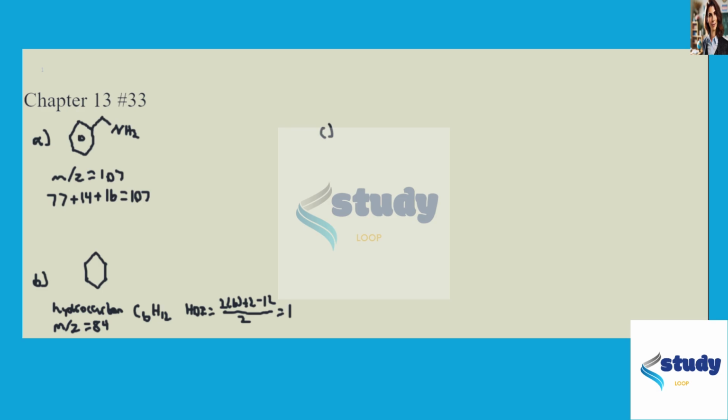A compound that contains a carbonyl group and gives a molecular ion at m/z equals 114. So for C, we know we need a carbonyl, and we know we need an m/z of 114. Again, this isn't too terribly much to work with, but we know that we're going to have at least 1 oxygen. 1 oxygen would be worth 16, so we have 114, and we can get rid of 16 for the oxygen. That's going to leave us with 98.